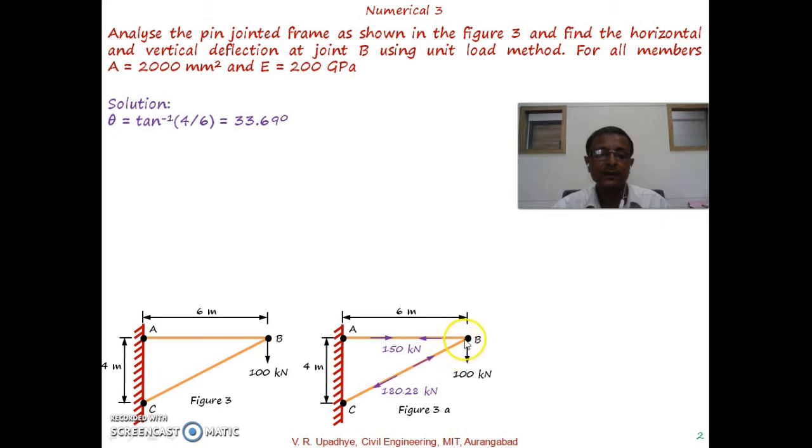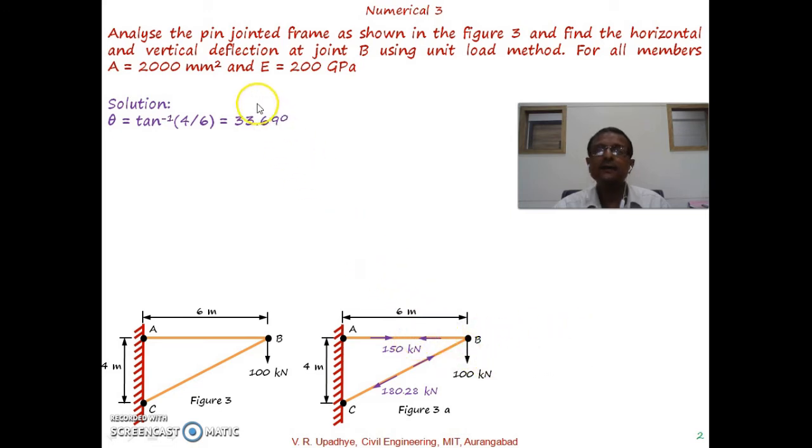And if we apply summation Fx equal to 0 over here, then the member force in member AB must be equal to the cos component of the force in member CB. So the equation will be FAB minus FCB cos 33.69 must be equal to 0. That gives the force in member AB as 150 kilonewton, and that is tensile.